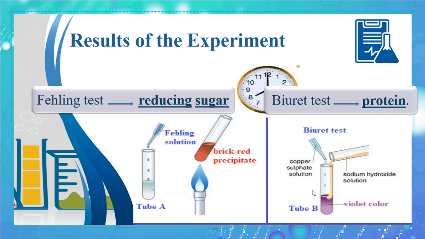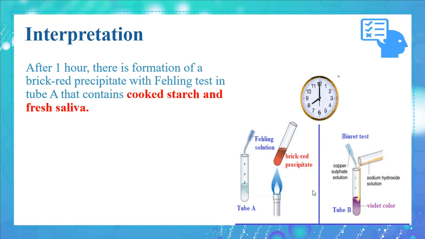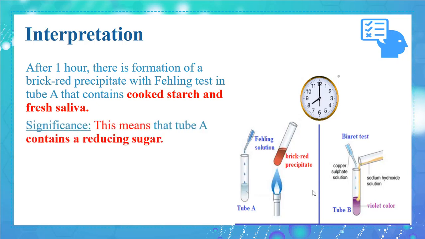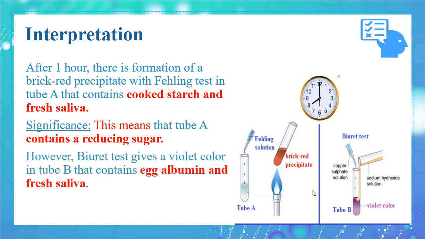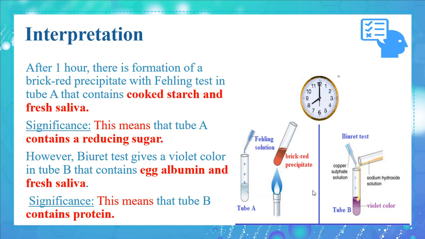It is not digested. After 1 hour, there is formation of a brick red precipitate with Fehling test in tube A that contains cooked starch and fresh saliva. This means that tube A contains a reducing sugar. However, Biuret test gives a violet color in tube B that contains egg albumin and fresh saliva. This means that tube B contains protein.